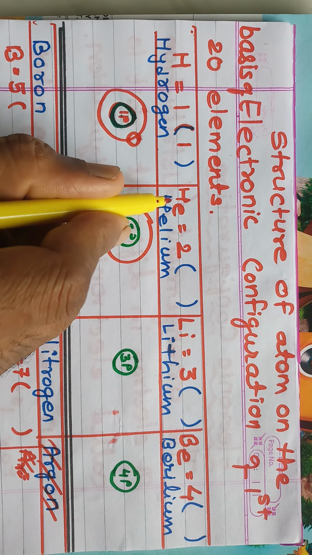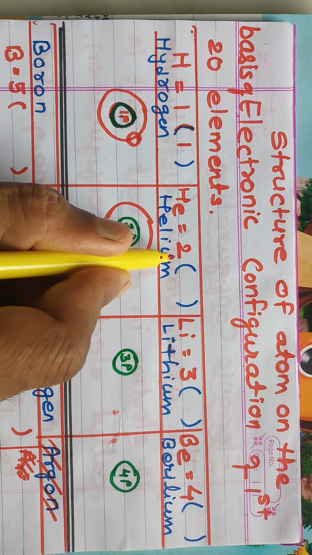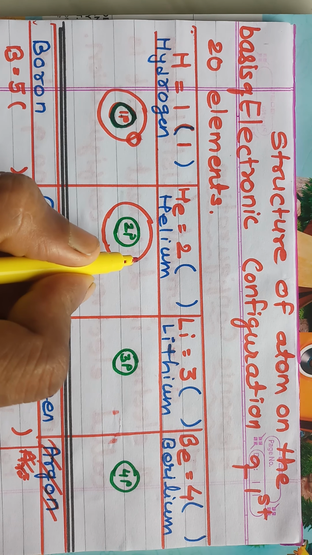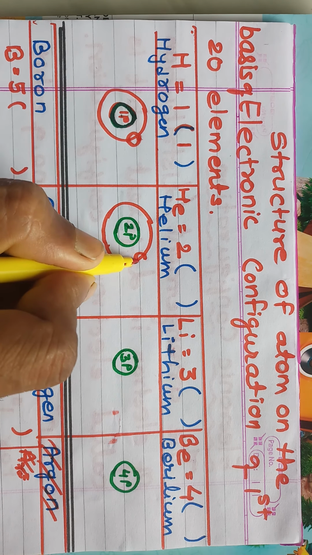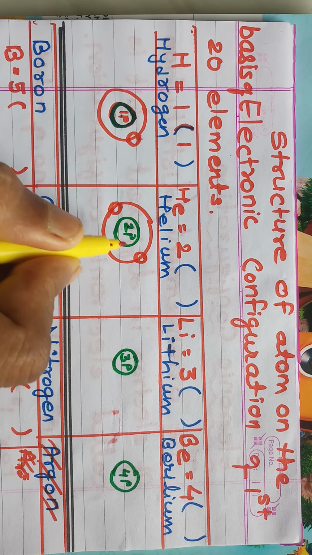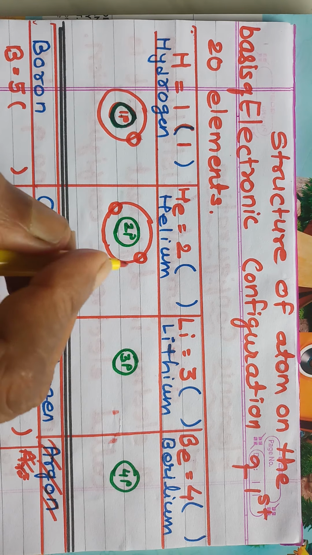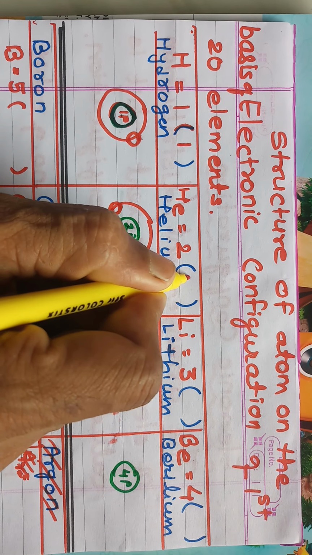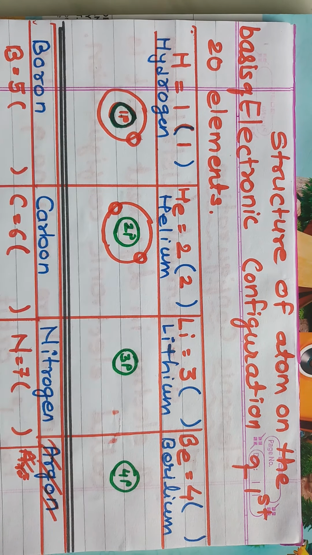Now in the case of helium, helium has 2 electrons and the capacity of the first orbit is to occupy 2 electrons. So both the electrons are occupied in the first orbit. So the electronic configuration of helium is 2.